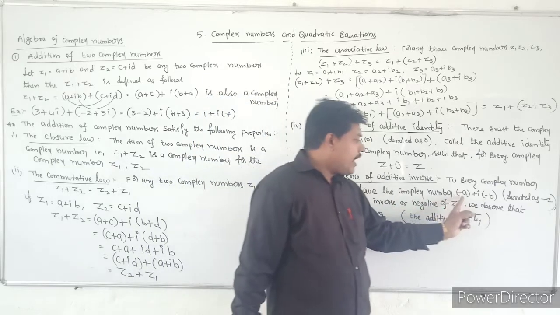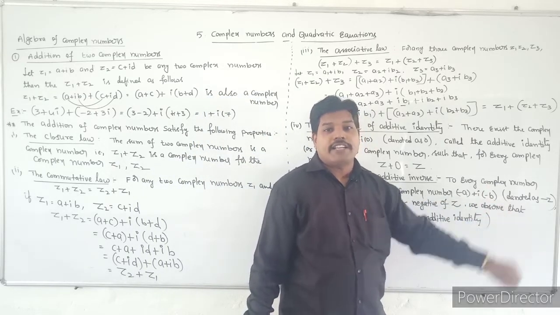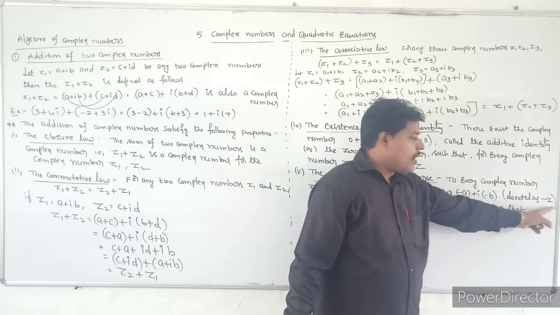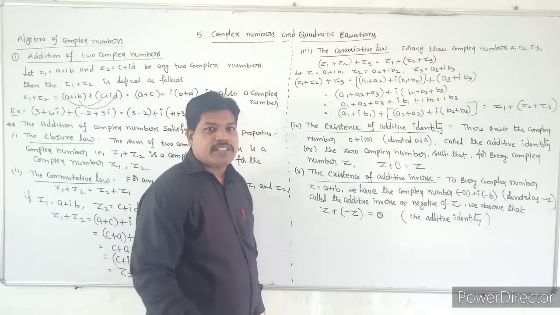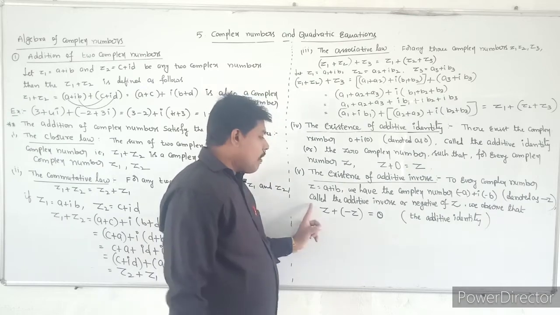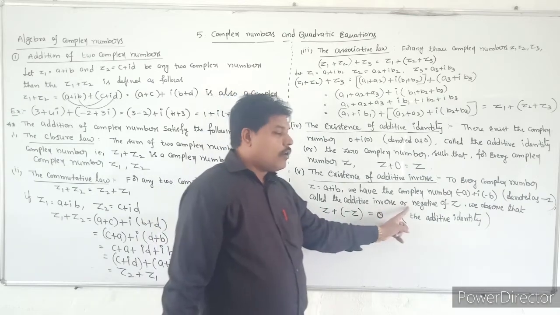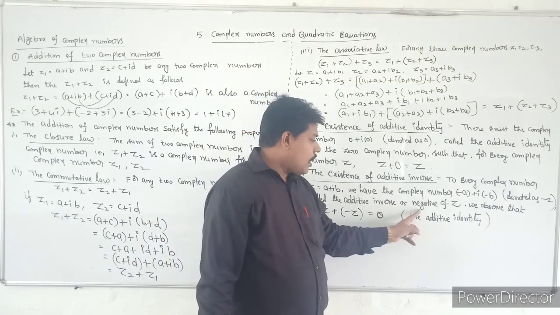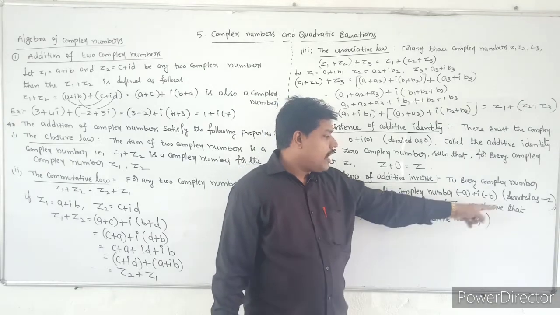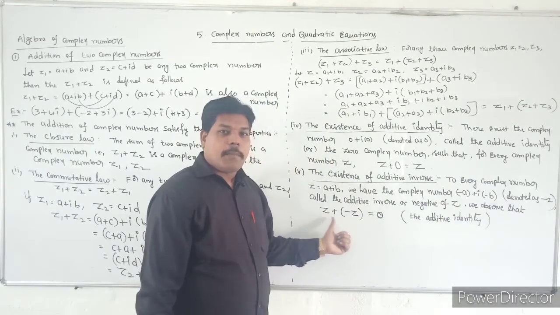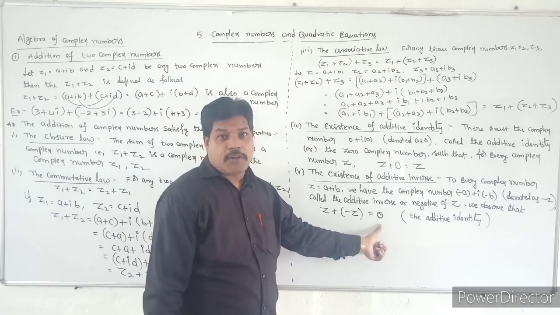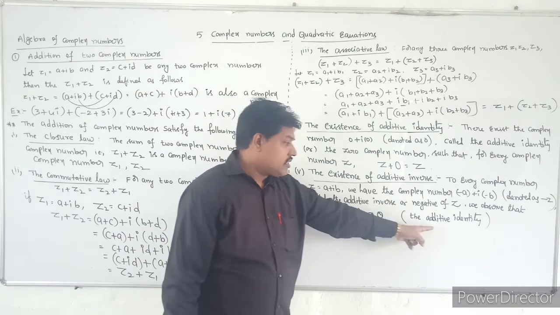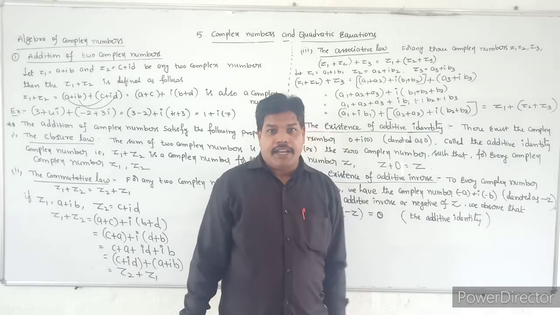Minus z is called minus a plus i into minus b. It is denoted by minus z. What is the meaning of minus z? Minus a plus i into minus b, called the additive inverse or negative of z. We observed that z plus minus z will give you 0. 0 is nothing but the zero complex number. That is the additive identity.